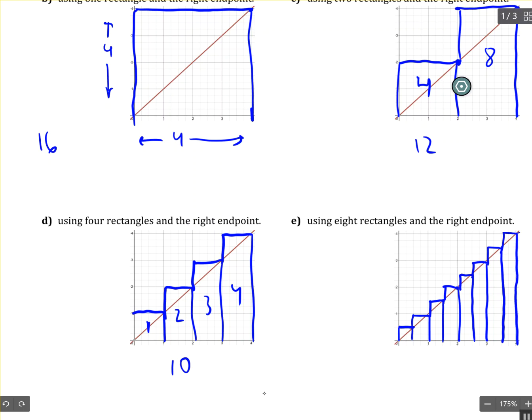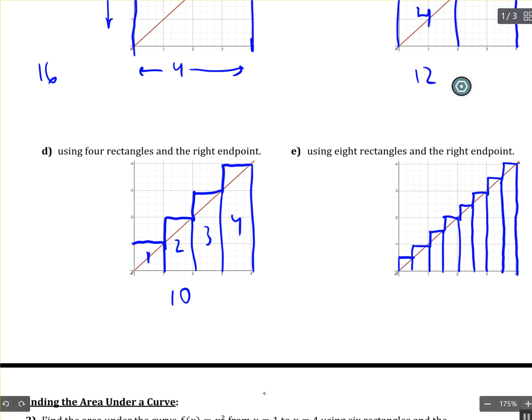Now let's write out the calculation that we're going to do here. It's going to be 1/2 times 1/2, because the width of all of these rectangles is 1/2. Plus 1/2 times 1, plus 1/2 times 3/2, plus 1/2 times 2, plus 1/2 times 5/2, plus 1/2 times 3, plus 1/2 times 7/2, plus 1/2 times 4.